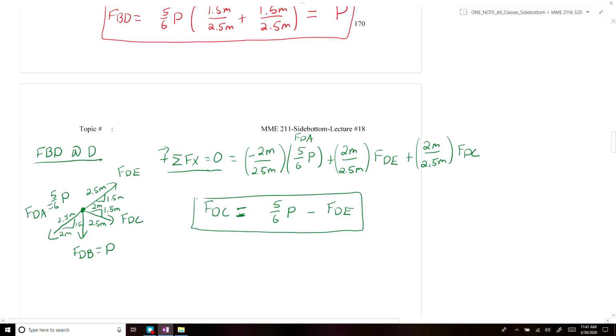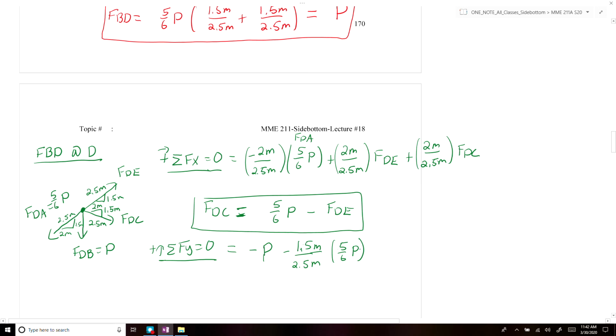All right, so we can use that relationship when we find the sum of all the forces in the y direction and set that equal to 0. If we do that, we'll get negative P due to force DB, minus 1.5 meters over 2.5 meters times 5/6 P due to force DA.